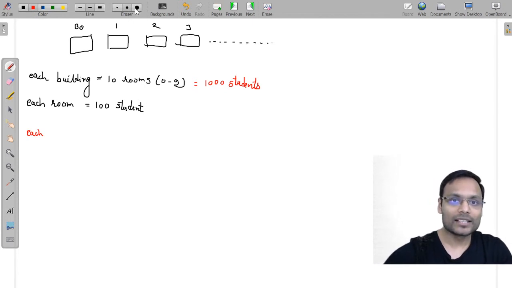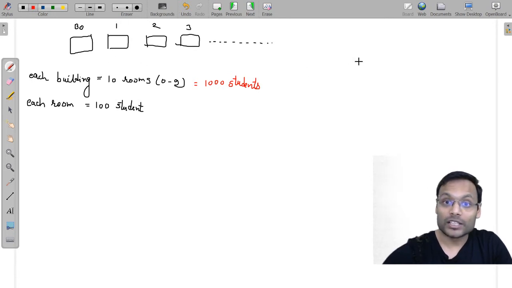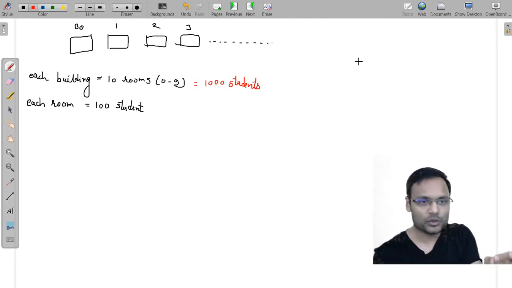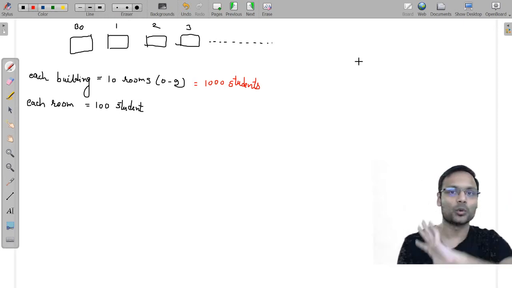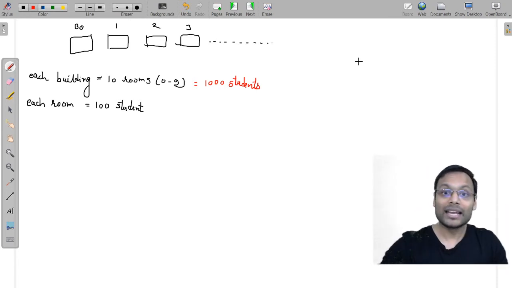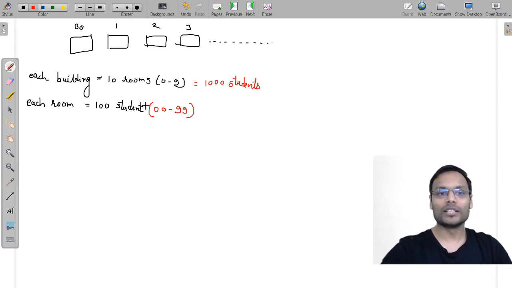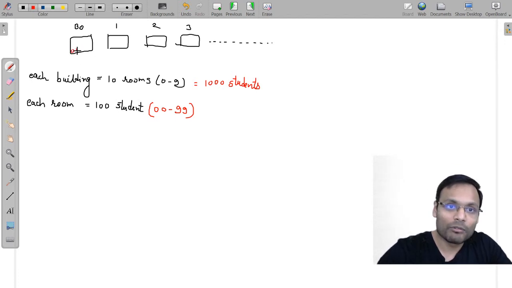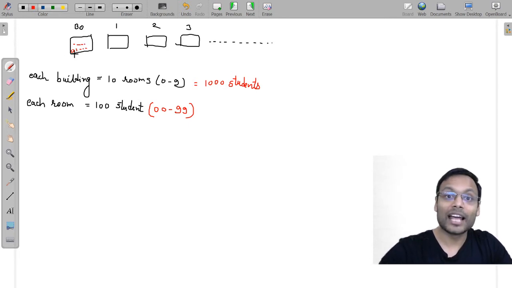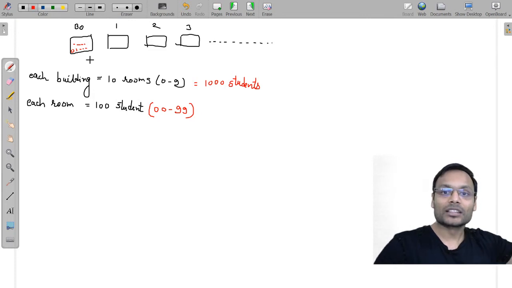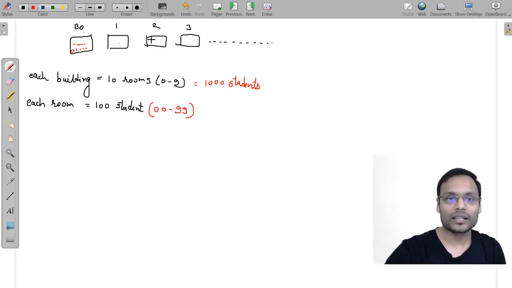If that is fine, then look at this. I have given numbering starting from 0. All the students coming to my examination have been given roll numbers starting from 0. So the very first student has roll number 0, then 1, 2, 3, 4, 5 and so on. I ask those students to sit in sequence. Student number 0 will go to building number 0, room number 0, and within that room this student also gets student number 0. Roll numbers 1, 2, 3, 4, 5 up to 99 fill one room, then roll number 100 goes to the next room, up to 999. 1000 students will sit in this building, then the next 1000 here, the next 1000 here, and so on.